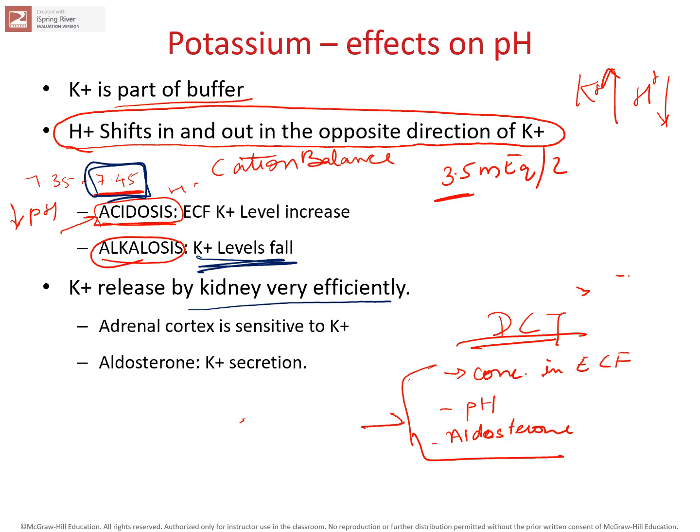And the three things that control secretion of potassium are concentration in the extracellular fluid, pH, and aldosterone. Now, aldosterone, you remember, is a salt retaining hormone. When we talk of salt, we generally are talking about sodium ions and not potassium, okay? So aldosterone is a salt retaining hormone.